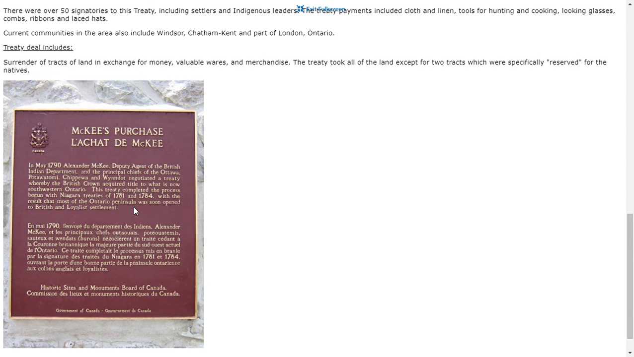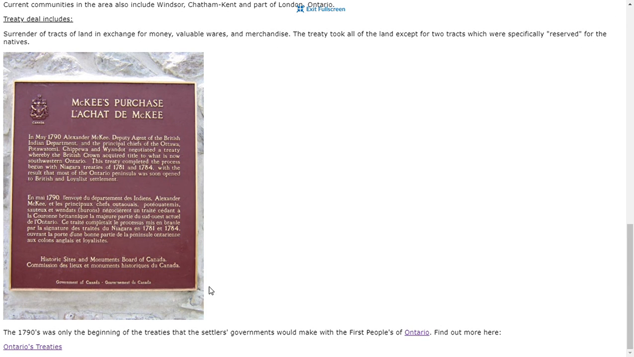This treaty completed the process begun with Niagara Treaties of 1781 and 1784, with the result that most of the Ontario Peninsula was soon opened to British and Loyalist settlement. And that was our question on the L. Why did people come here? This is part of the reason.